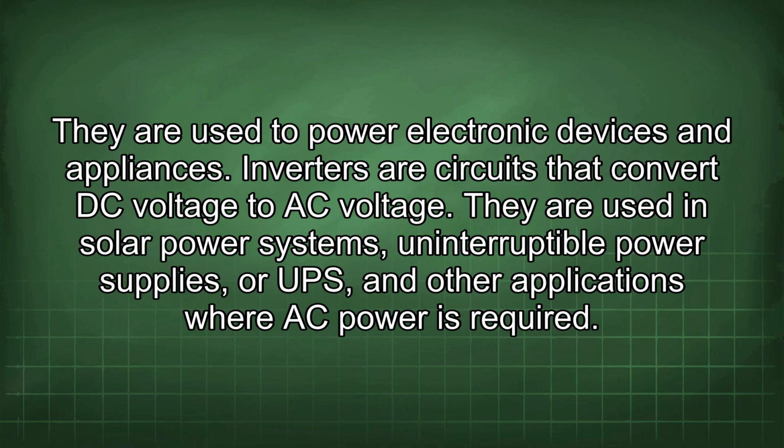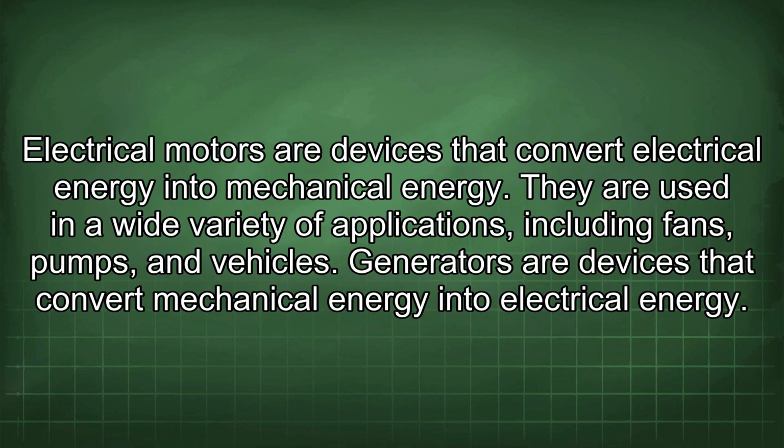Inverters are circuits that convert DC voltage to AC voltage. They are used in solar power systems, uninterruptible power supplies, or UPS, and other applications where AC power is required. Electrical motors are devices that convert electrical energy into mechanical energy. They are used in a wide variety of applications, including fans, pumps, and vehicles.